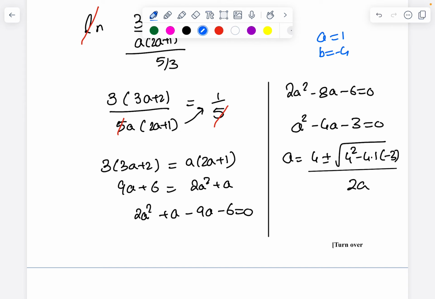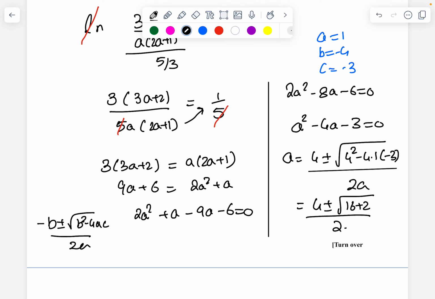and c equals minus 3. So what does that become now? I have used the formula minus b plus minus square root of b squared minus 4ac upon 2a. So it becomes 4 plus minus square root of 16 plus 12 divided by 2 times a. What was the a value? The a value was 1. So 2 times 1, 2.